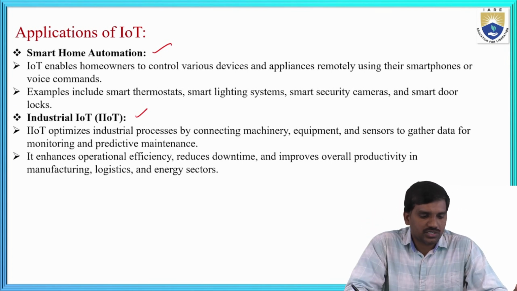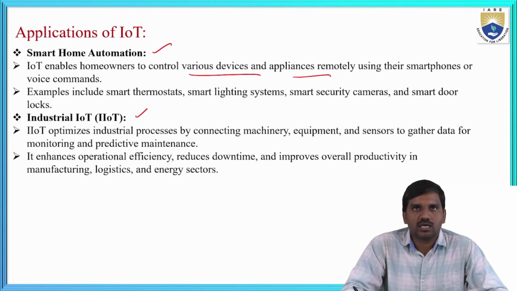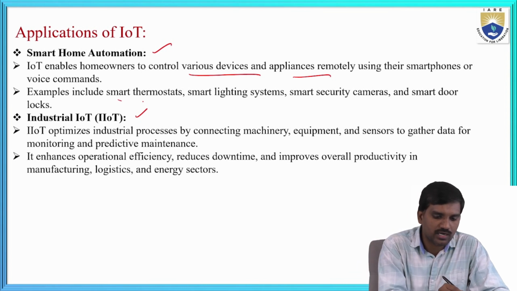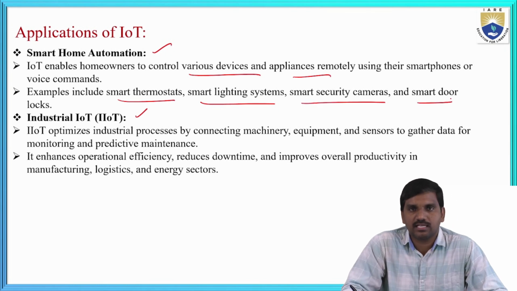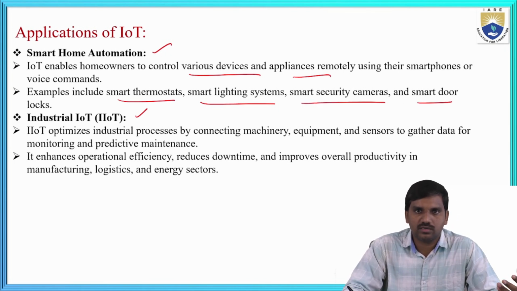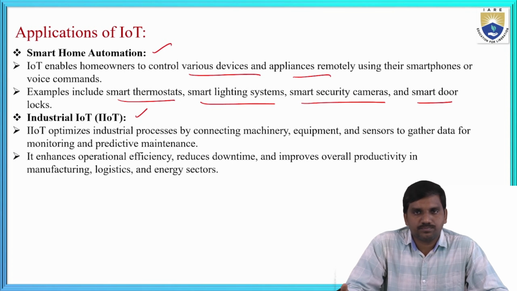Smart home automation enables homeowners to control various devices and appliances remotely using their smartphones or voice commands. Examples include smart home thermostats, smart lighting systems, smart security cameras, and smart door locks. If any unknown person is in front of our door, it can automatically detect that the person does not belong to this home. It can immediately send the data to the owner, saying another person is in front of our door. Like that, we have so many applications in smart home automation systems.